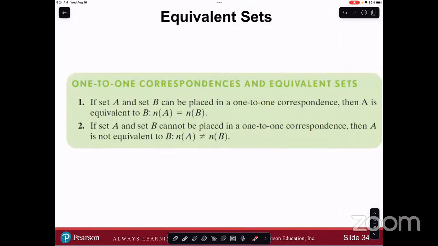So, one-to-one correspondences and equivalent sets. If sets A and B can be placed in a one-to-one correspondence, set A is equivalent to B. In other words, we're saying the cardinality of A is equal to the cardinality of B. If sets A and B cannot be placed in a one-to-one correspondence, then A is not equivalent to B, and we write that as the cardinality of A is not equal to the cardinality of B. Oh, we're almost done. We only have about 7 slides remaining.